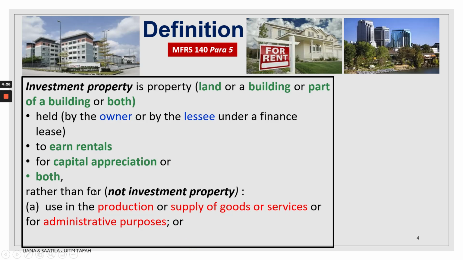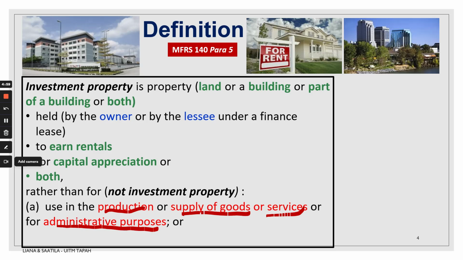Next, this is not an investment property because the definition clarifies that it is rather than for use in the production or supply of goods or services or for admin purpose. Note that this is under MFRS 116. So if you have this building held for rental or held for capital appreciation, it is an IP. But if it is under A here, which refers to production, supply of goods or services, or for admin purpose, this is not an IP, so this is under MFRS 116 PPE.